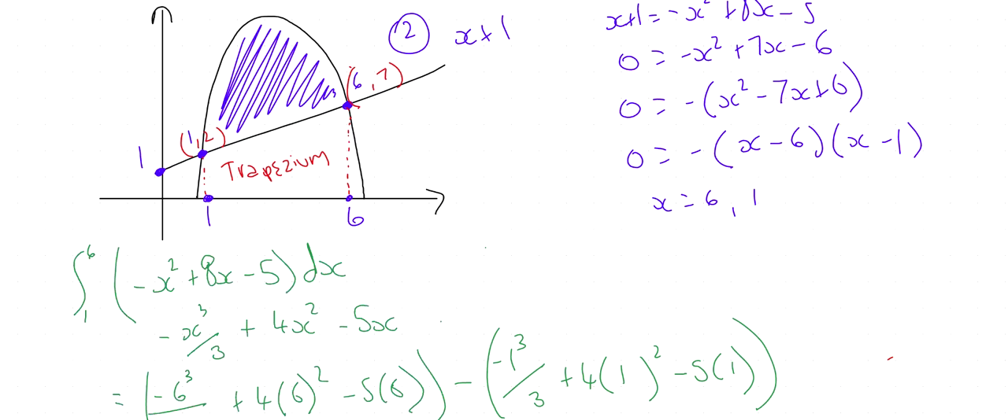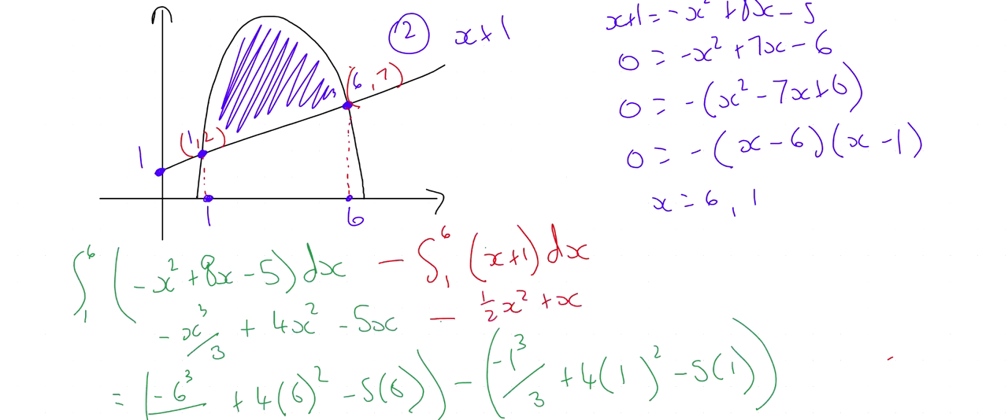All right, so instead, I'm not going to do the trapezium bit, but we are going to subtract the integral of the other bit, right? So we need to subtract, between 6 and 1, x plus 1 with respect to dx. So what's the integral of this? Right, half x squared plus x.